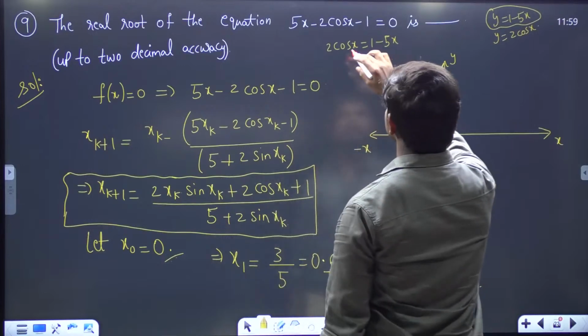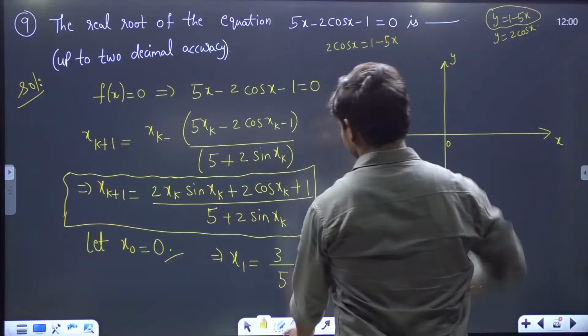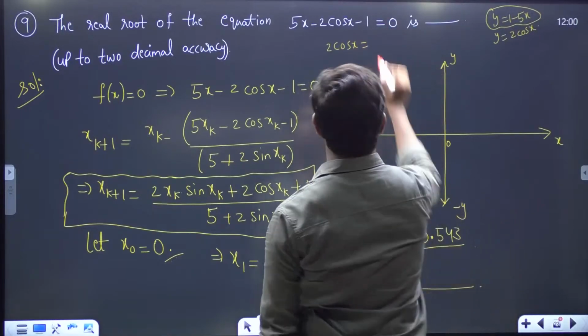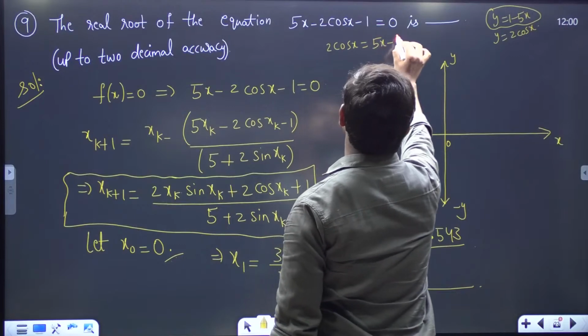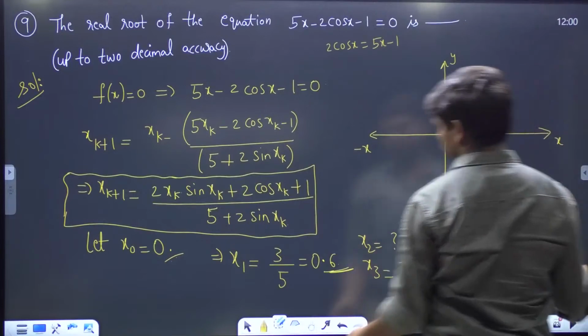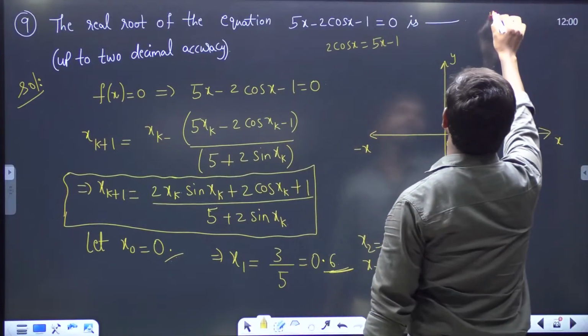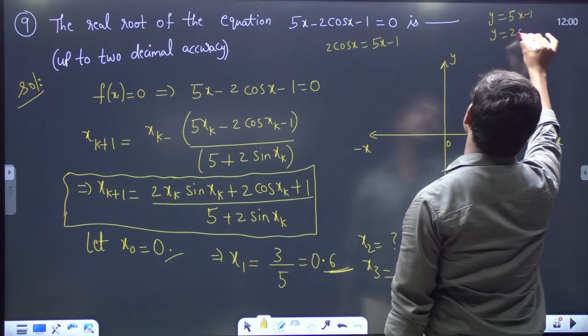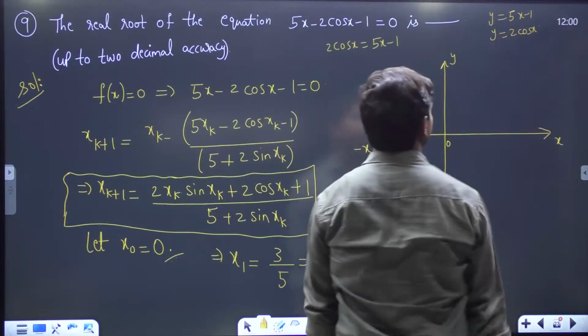So 2 cos x is equal to 5x minus 1 here. So this curve is also... y is equal to 5x minus 1 is one curve, and y is equal to 2 cos x is another curve.